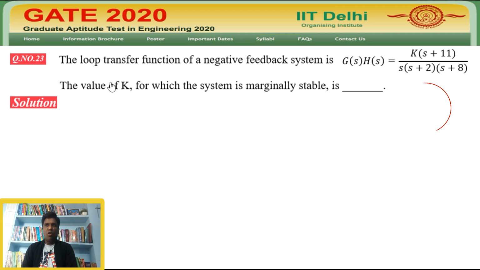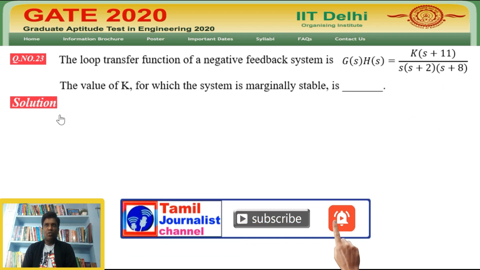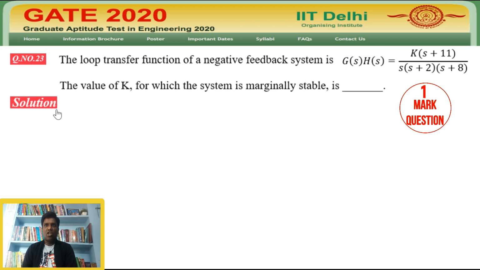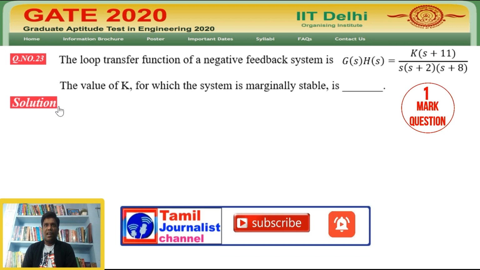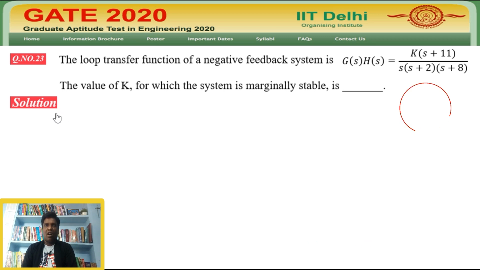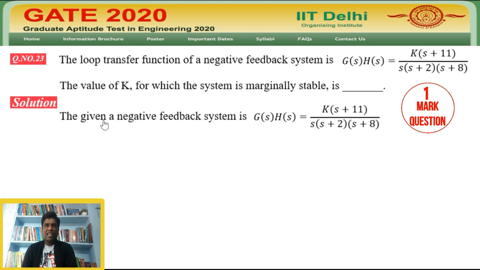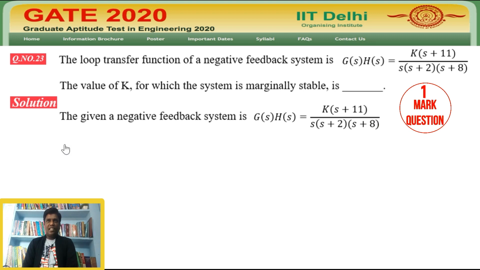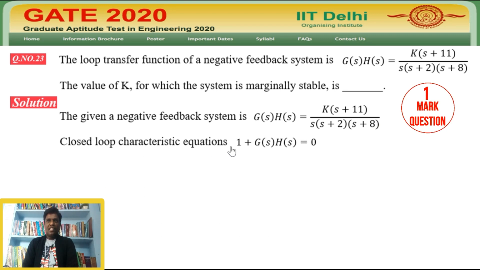The solution of the problem. This problem can be solved by two methods. The first method is the Routh-Hurwitz method and the second method is the shortcut method, or equating the inner product and outer product of the characteristic equation method. Basically, these two methods require the characteristic equation in order to find the stability value. So, now we want to find the characteristic equation from the given negative feedback system, G(s)H(s) = K(s + 11) / (s(s + 2)(s + 8)). We know that the general closed loop characteristic equation is 1 + G(s)H(s) = 0.